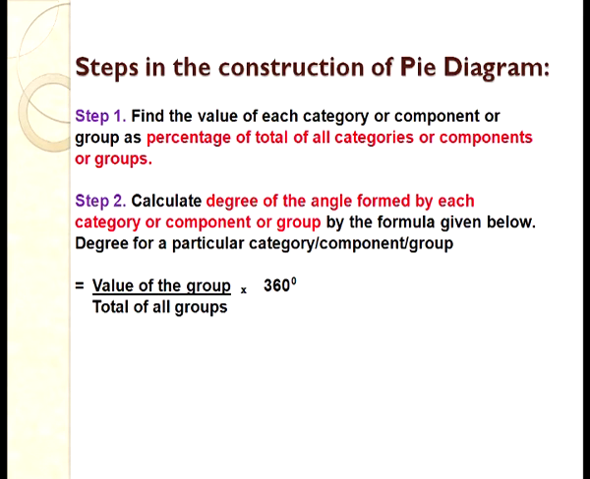Once we have computed the percentages, the second step comes. Now we need to convert these percentages into degrees. So whatever percentage we have computed, multiply by 360 degrees and we will get the degree of the angle formed by each category, component or group.